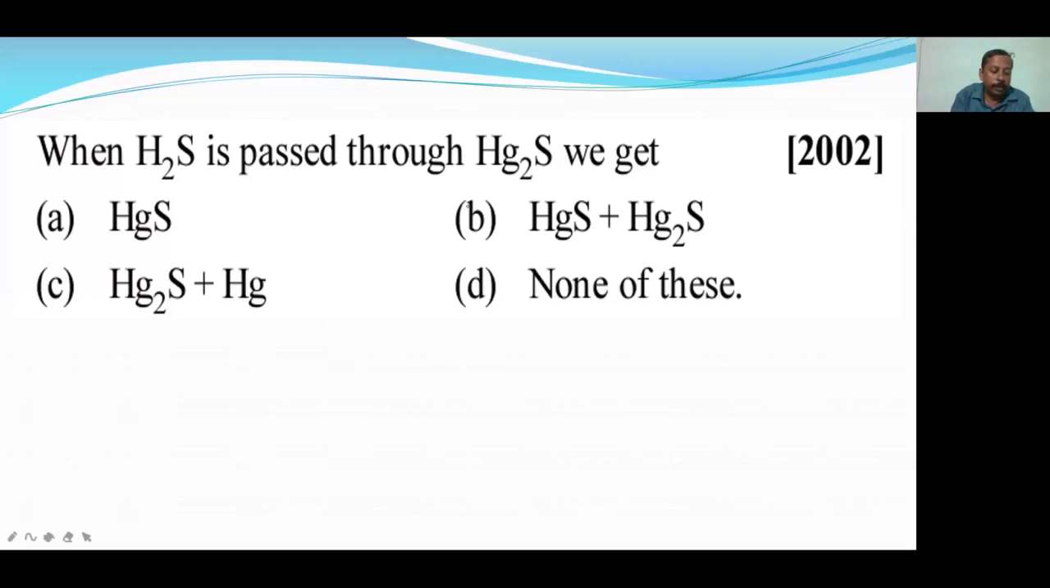Next question is: when H2S is passed through HgS, what do we get? Okay, is the question clear? Now tell me the answer, or listen to my explanation. Here the answer is Hg2S and Hg. This is just a memory-based test. Okay, now let's see the next question.